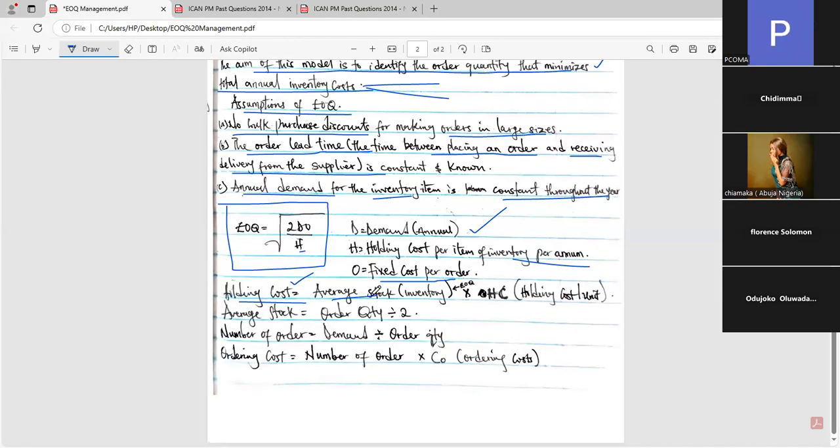That is average stock multiplied by holding cost per unit. How do you get your average stock? I'm going to give you 2 things. It is not in textbooks. Average stock is opening stock plus closing stock divided by 2.